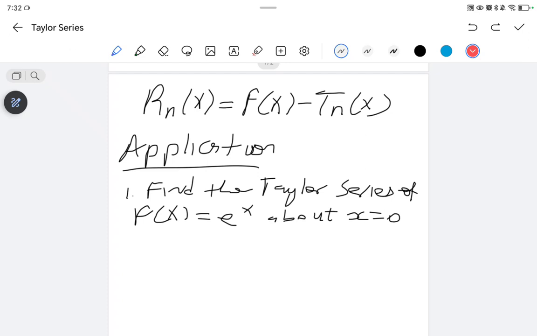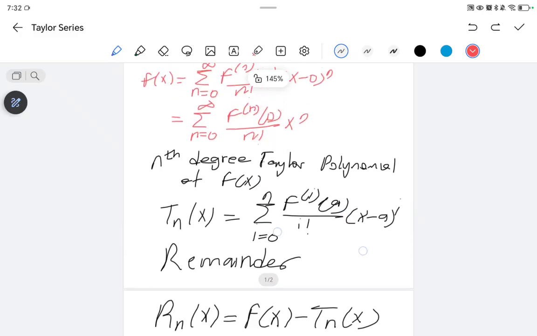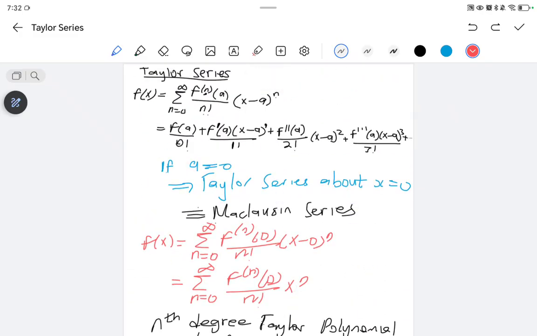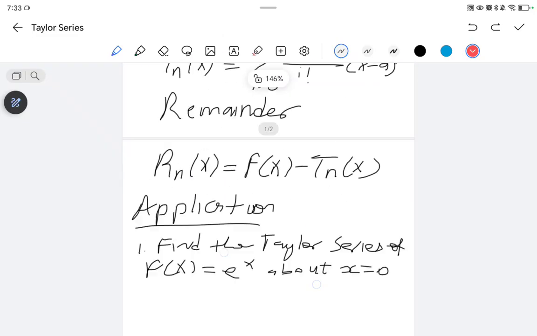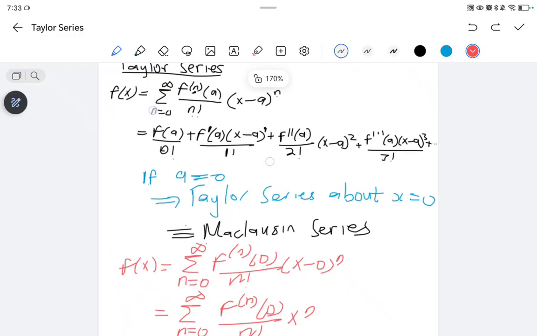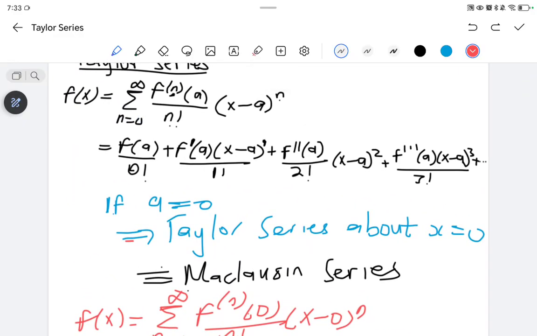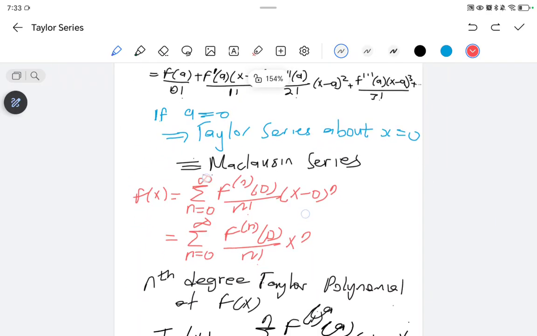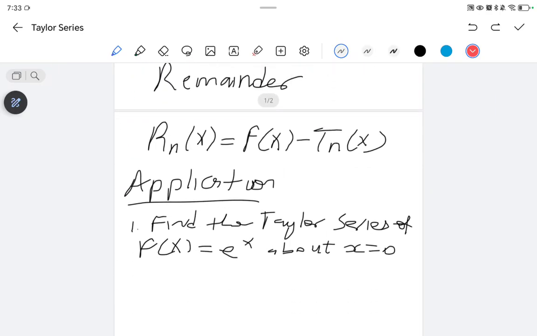So what I can say right now is this. They say they want the Taylor series about x equals 0. We can say that according to the formula, f of x is equal to the summation of all that. So also we know that this is equal to f of a over 0 factorial plus f of 1 at a times x. So what we need to do here is derive, right? So this is the summation.